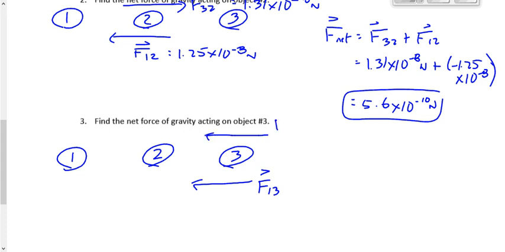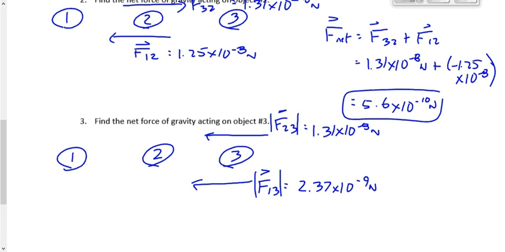3 is pulled towards number 2. We're going to say the force of 2 acting on number 3 is to the left. It's pulled towards number 2. So we can find the values of both of these forces. F23 is equal to 1.31 times 10 to the negative 8 newtons. We've already found that in a previous question, right? F13 is 2.37 times 10 to the negative 9 newtons. We've also already found that one.